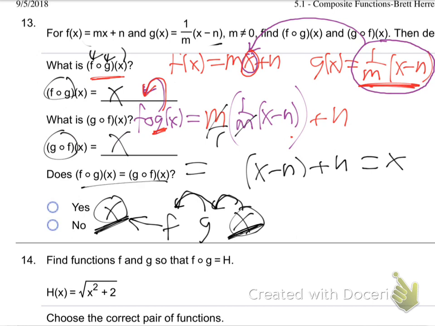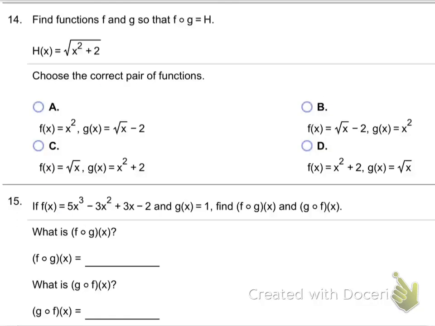And so are they equal? Yes, absolutely. Mind blown. So yeah, that's going to be the case. 12 and 13 are going to do that on the homework. All right, I better move on.